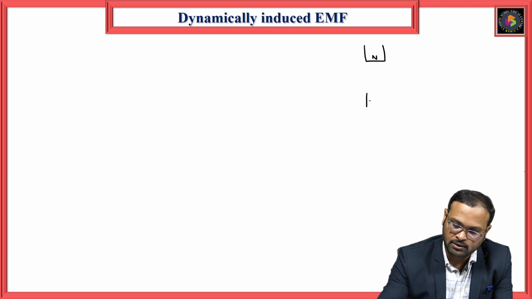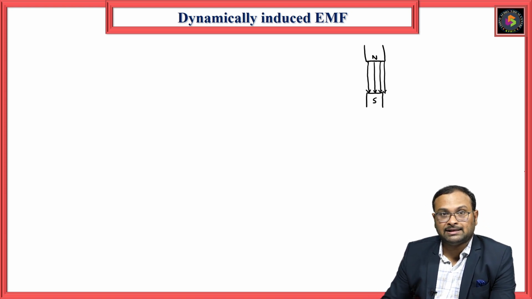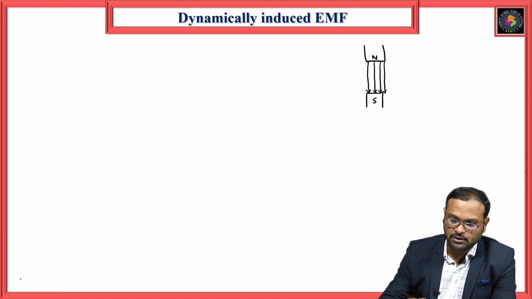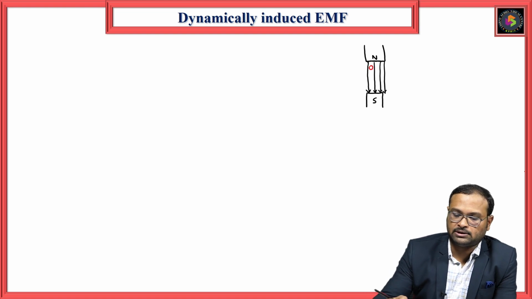As we all know, flux will flow from the north pole to the south pole. So this is the flux direction, north pole to south pole. So this is the flux, it is flowing. Now suppose we consider a conductor. We have a conductor here. So this is the conductor.